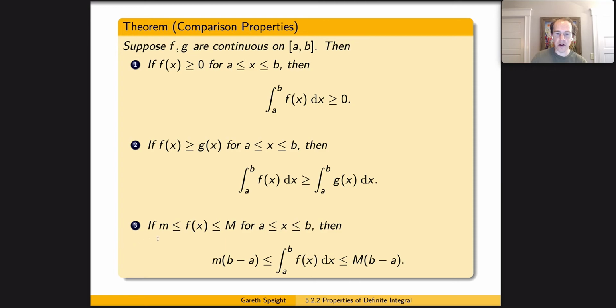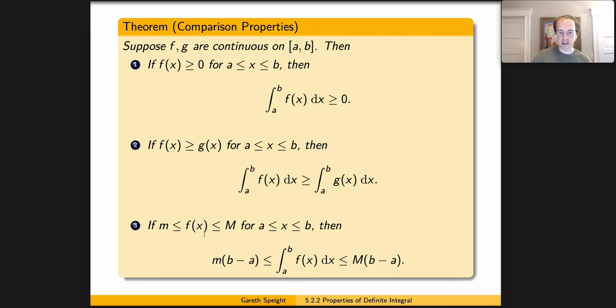Okay, and next up, suppose we know that f is sandwiched between two numbers, between little m and capital M. So we have this bound on f, we know a constant that it's smaller than, and we know a constant that it's bigger than. Then we get this inequality for the integral, this comparison property. So the integral of our function is less than capital M times b minus a and bigger than little m times b minus a. So why should this be true?